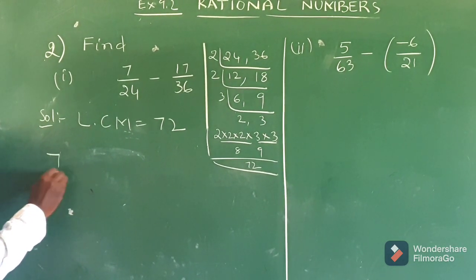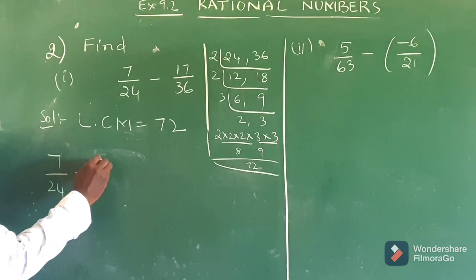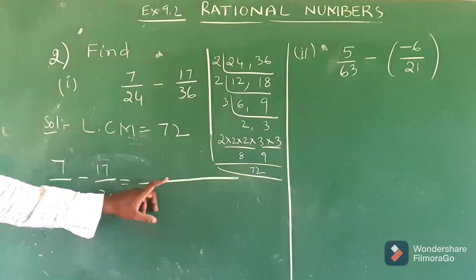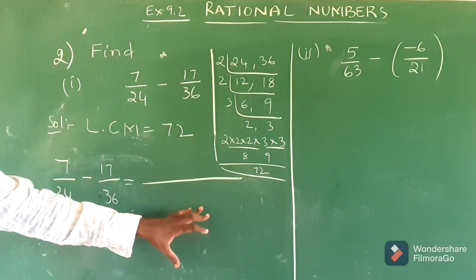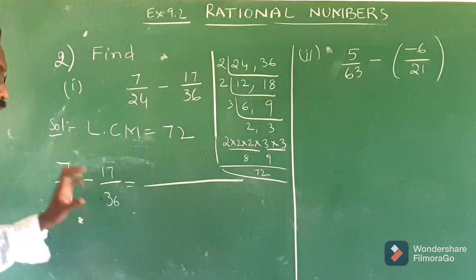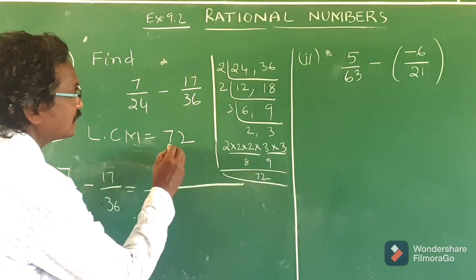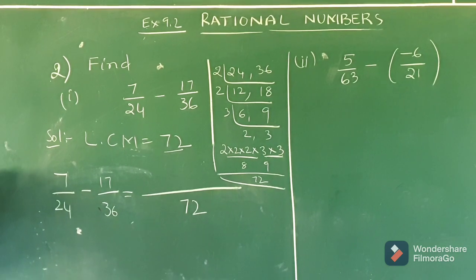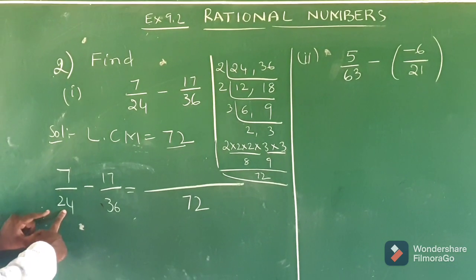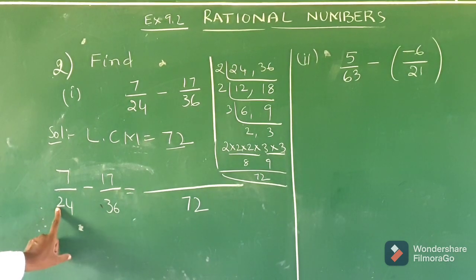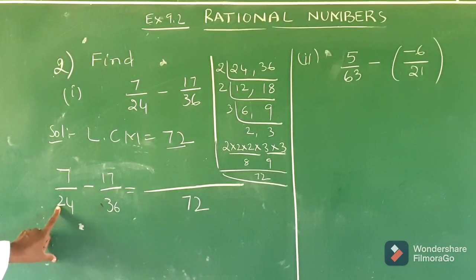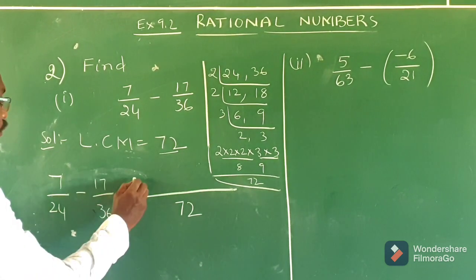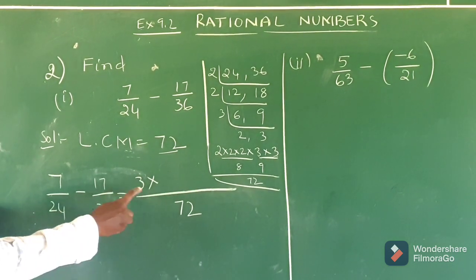Now write the question. 7 by 24 minus 17 by 36, that is equal to division bar. After the division bar, what do we have to write? Write the LCM in the denominator. What is the LCM? 72. Write 72 in place of the denominator. Now 24 in 72, how many times? 3 times. 3 into 24, 3 threes is 72.